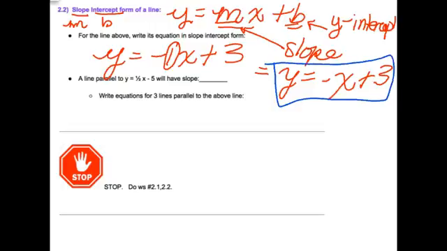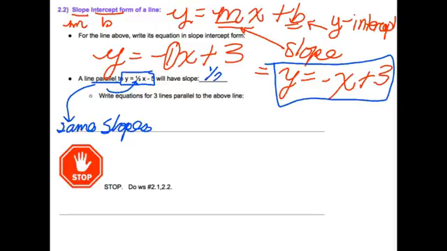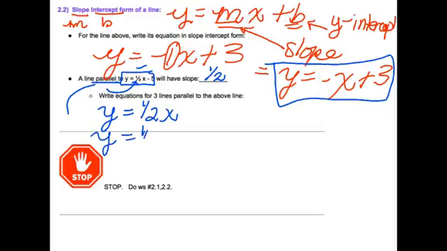So again, we said that lines are parallel if they have the same or equal slopes. So if I'm given this line, which is in slope-intercept form, a line parallel to it will have the same slope. And the slope is indicated by what's in front of the variable x. So any line with a slope of 1/2 will run parallel to this line. So it says write equations for 3 lines that would be parallel to that one. Well, they all have to be 1/2 x.